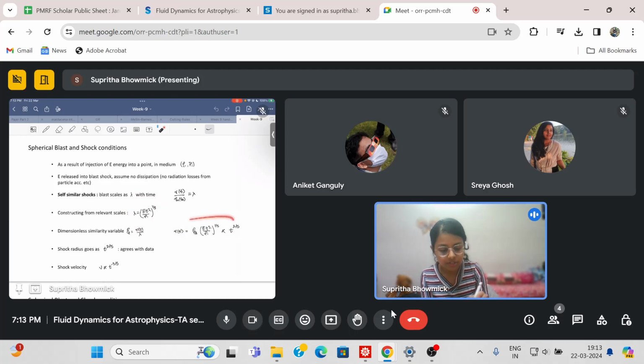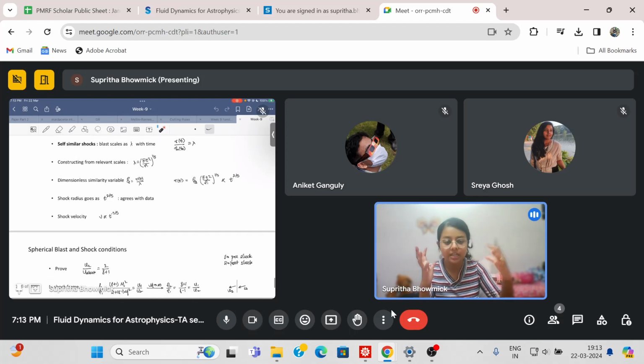So this construction of the scale works very well. Now, you can differentiate this with respect to time and you will get the velocity of the shock, and you see that the velocity goes as 1 by t. So as the shell expands, the shock slows down. The shell slows down.